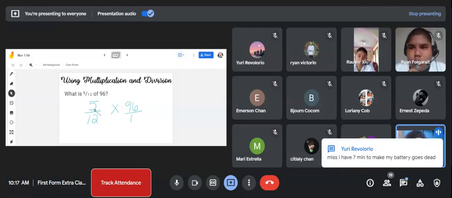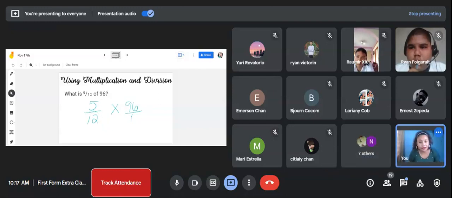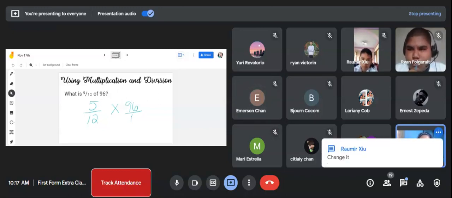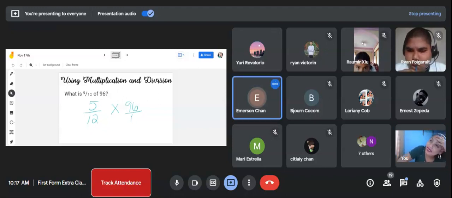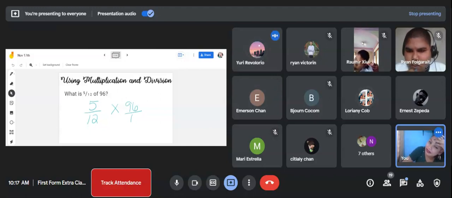I can cancel the 12 and the 96 by what number? By 12. How can 9 go into 12? I can cancel by 12. How many times is 12 going into 12? 1. And how many times is 12 going into 96? 8.